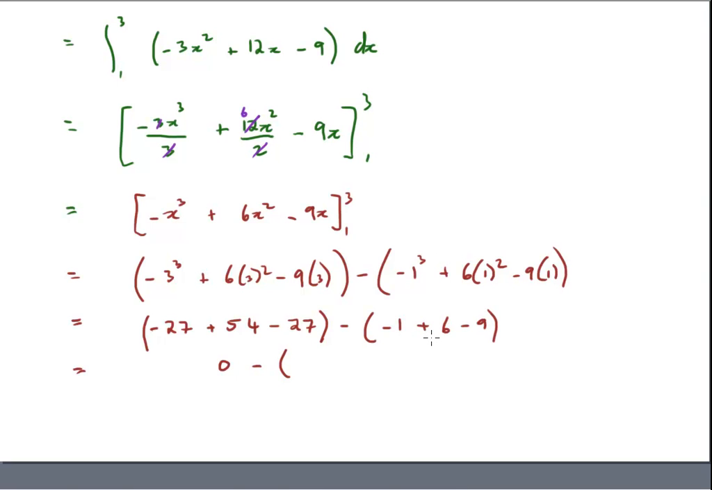We're going to have 0 minus whatever that second bracket turns out to be. That's -1 plus 6, take 9, that looks like -4. So 0 take -4 is in fact 4, which is good, a nice positive value which we were hoping for. And to finish this question off, the area that we were looking for is equal to 4 square units.